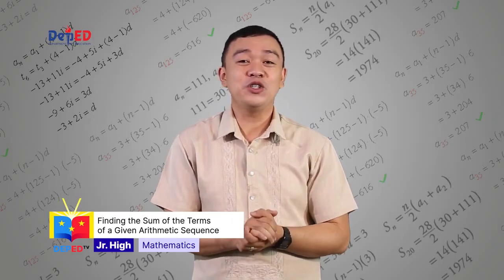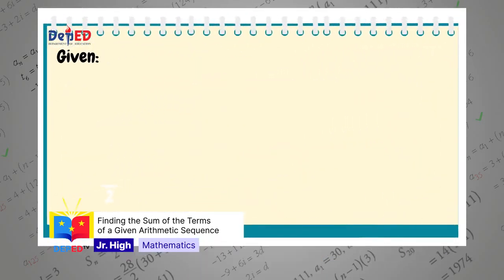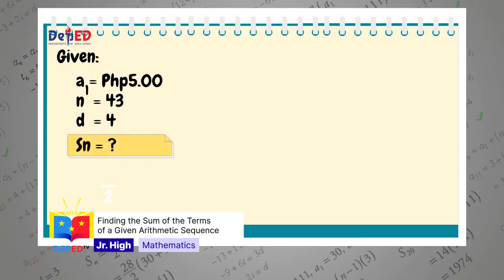Let's analyze and solve the problem together. From the given problem, we can see that our first term, or a sub 1, is equal to 5 pesos. Our n is equal to 43. The difference is equal to 4. And we're looking for S sub n.